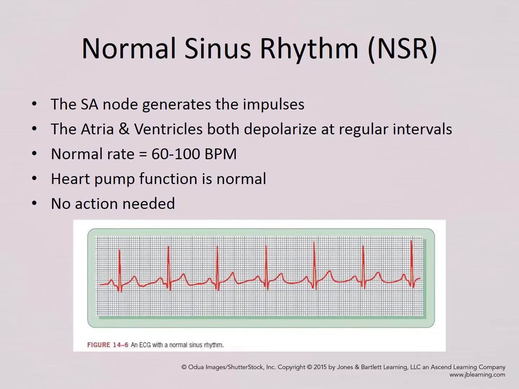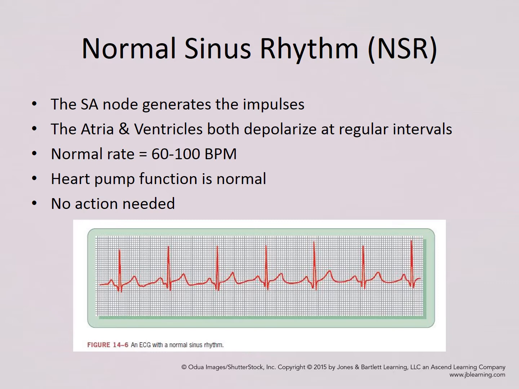Let's go on. Okay, so this is our normal sinus rhythm. Hopefully this is what all of us have right now. With this, the SA node generates the impulses, which is normal. The atria and ventricles both depolarize and repolarize at their regular intervals. We have a normal rate of 60 to 100 beats per minute. Our heart pump function is normal and there is no action needed with this type of rhythm.